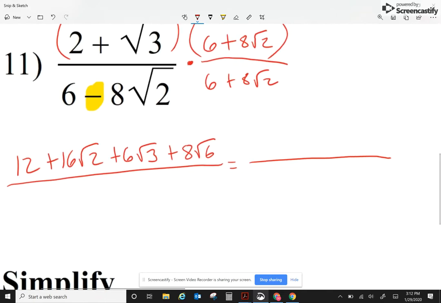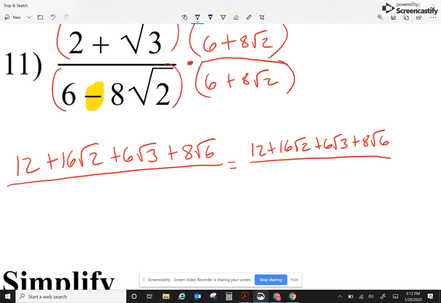I look at my numbers. If I have any radicals, simplify radicals if possible. If I can combine like terms, do combine like terms if possible. In this case, nothing can be done. So let me just copy 12 plus 16 radical 2 plus 6 radical 3 plus 8 radical 6. I cannot simplify anymore. Now let me take a look at the bottom. Let me distribute the 6 first. So it gives me 36 plus 48 radical 2. Let me distribute the negative 8 radical 2. So it gives me negative 48 radical 2 minus 64 radical 4.